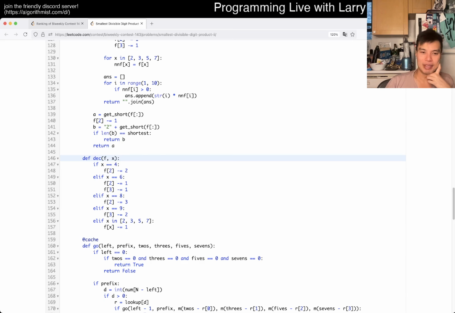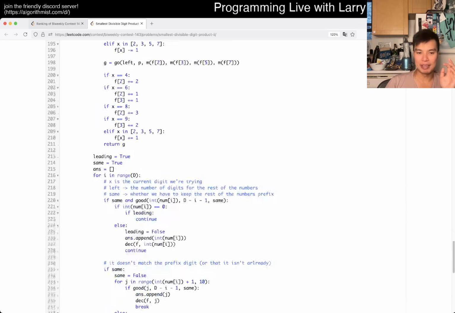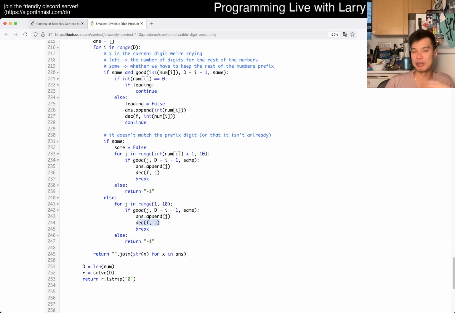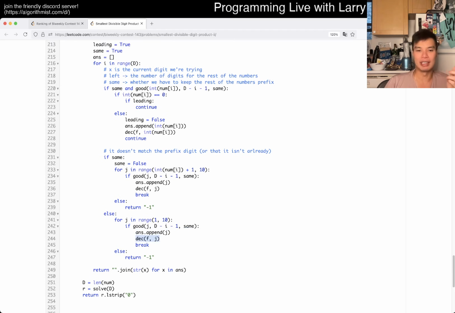If it's 4, there's two 2s. If it's a 6, then we take a 2 and a 3. It is very ugly, right? But this decrement is to keep track of the fact that if this is good, then we consider this part of the answer, and then we decrement it so that we use up things, in a way.